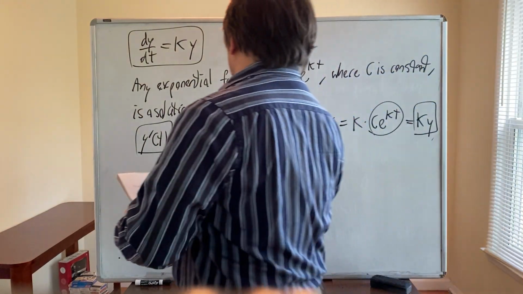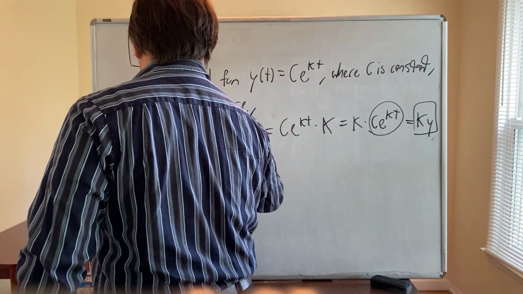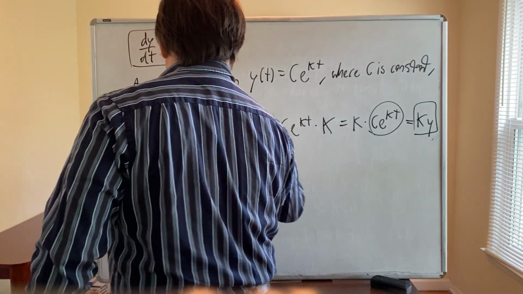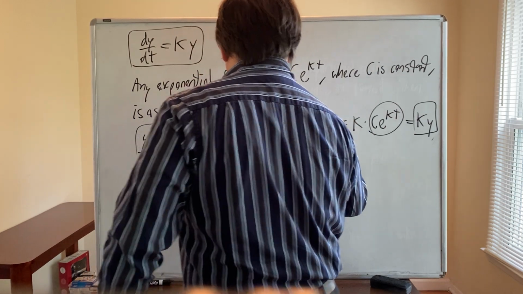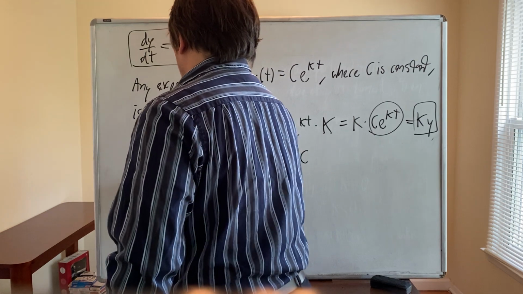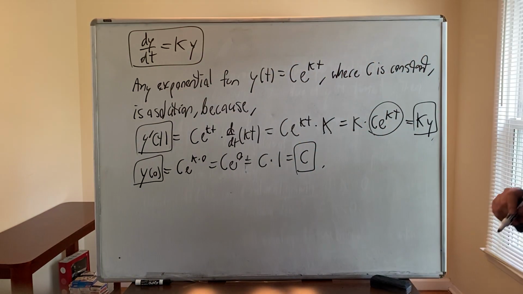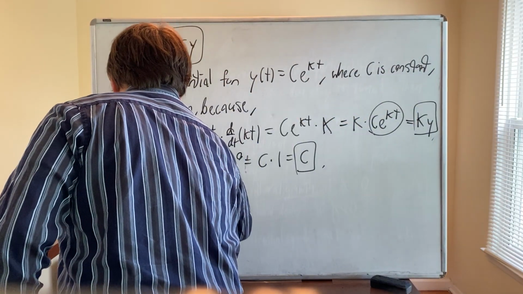Okay, y of 0, you're plugging in 0 there, you get c e to the k times 0. That's equal to c e to the 0, which is c times 1, which is c. And so what this shows is that y of 0 is equal to c. Therefore, c is the initial value of the function.